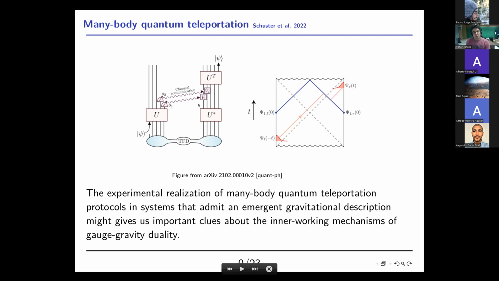What is interesting about many-body quantum teleportation is that in the case of holographic systems, this phenomenon has very distinct features as compared to other systems. This type of teleportation can be implemented in chaotic systems in general, but only in systems that have a gravity dual does it have a very particular behavior. So this type of experiment can be used to identify a system that behaves holographically.